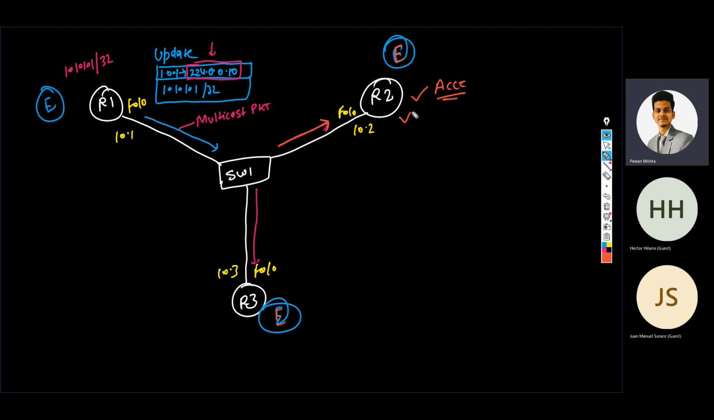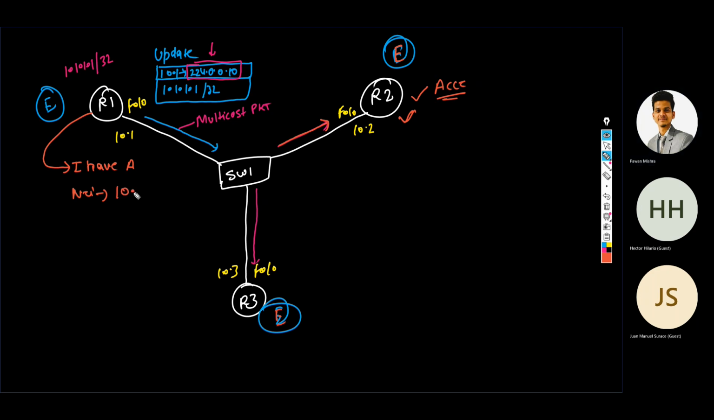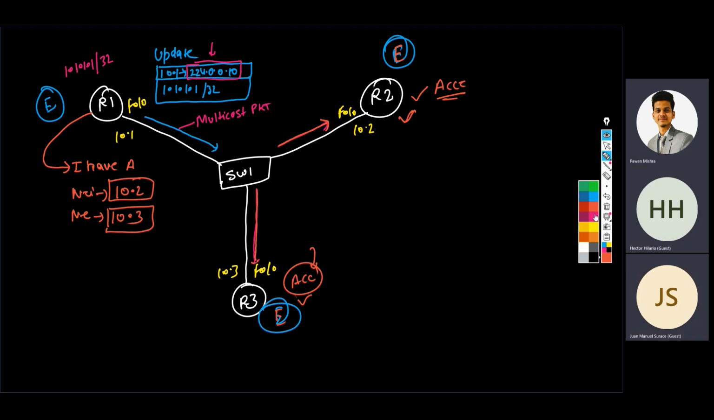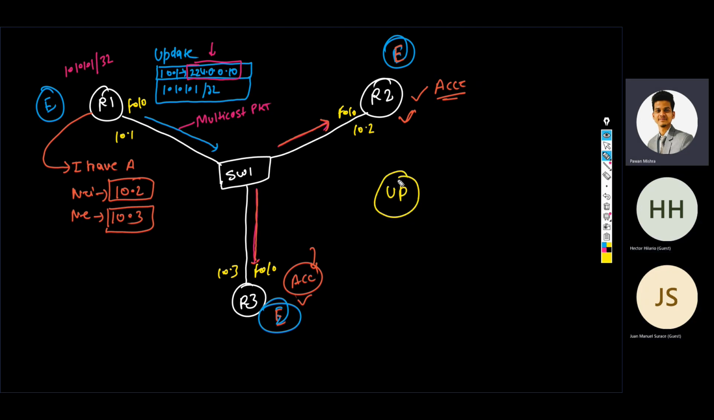Once this R2 router accepts the update, automatically R2 will show me I have a neighbor, that is 10.1. In the table, it will show me I have a neighbor. And exactly the same thing, once this switch sends the update to R3, on R3 I also enabled the EIGRP. So yes, R3 also accepts the packet. And once R3 accepts the packet, again it will show we have a neighbor, that is 10.1, correct? Right or wrong? So right now, automatically this neighborship will be up.